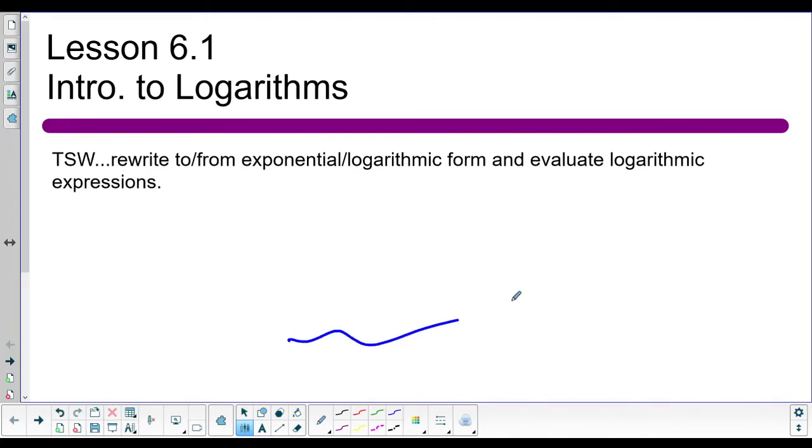Today, we're going to start Unit 6. This is going to be so exciting because you folks get to learn a new math operation today. Unit 6 is all about exponentials and logarithms, and you're probably thinking to yourself, oh no.